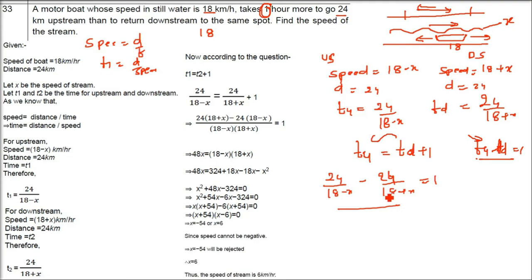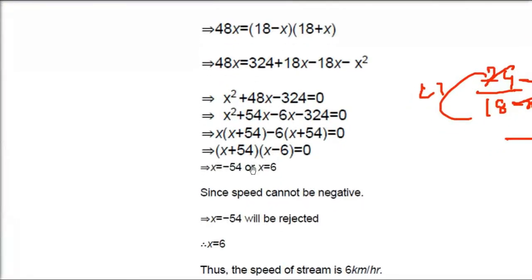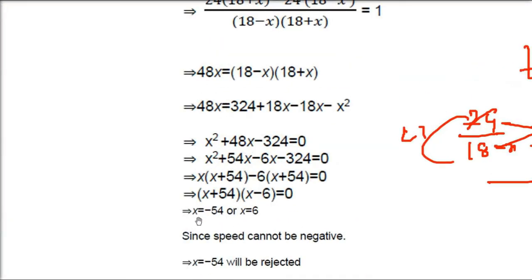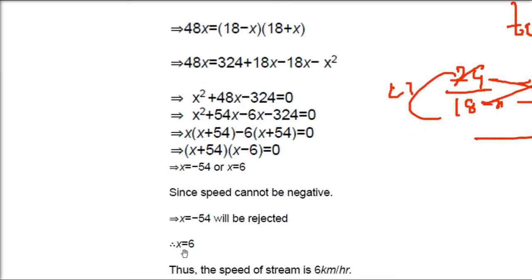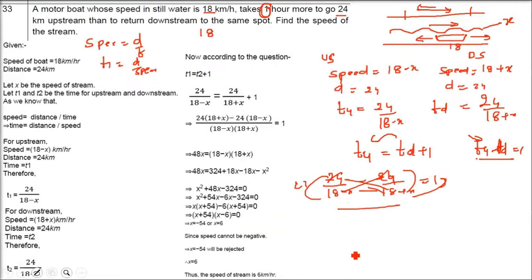So this you will be able to solve. I hope this can be solved easily. 24 you can take common, then cross multiply, take 18 minus x, 18 plus x on the right side, rearrange. There will be a quadratic equation. When you solve this quadratic equation, it will be x equals minus 54 and x equals 6. Negative you won't take, speed will never be negative. X is 6, so the speed of the stream is 6 km an hour.